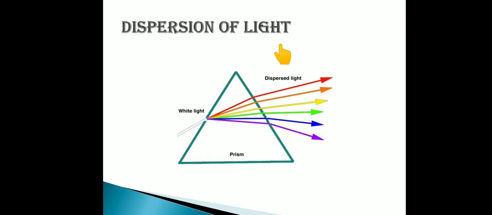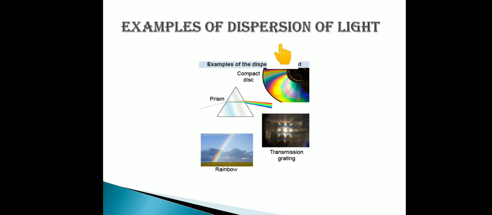You can find more examples of dispersion of light here. Now see, this is a prism which you can find in the lab. This is a CD which you use, where you see a rainbow, and from the glasses.